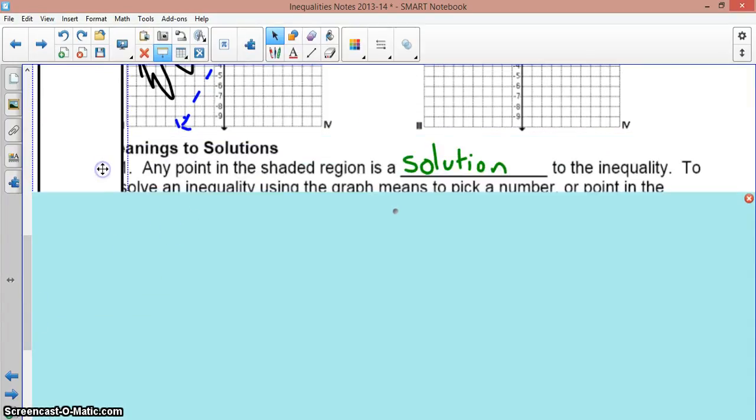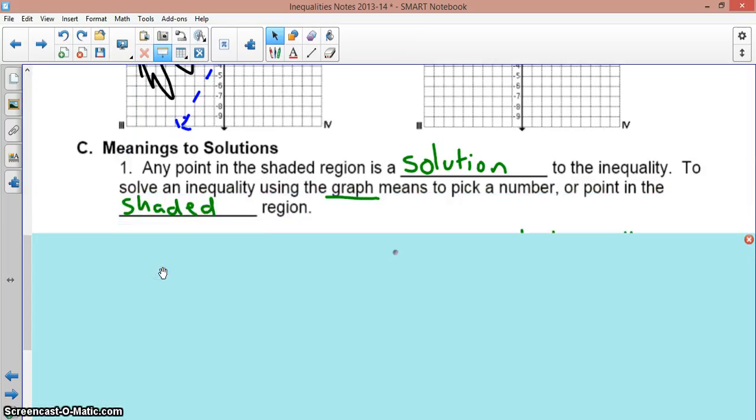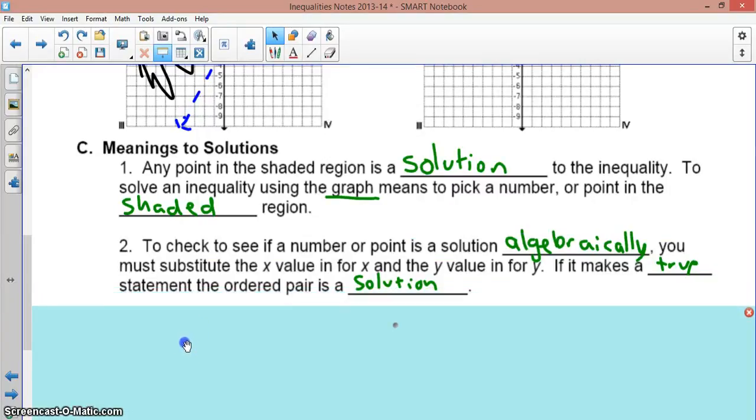Alright, the last one then is meanings of solutions. Any point in the shaded region is a solution to the inequality. To solve an inequality using the graph means to pick a point in the shaded region. So if you're doing a graph and they say, give me a solution, you just pick any point on the shaded region of the graph. Now they may also have you do it algebraically. To check to see if a point is a solution algebraically, you must substitute the x value in for x and the y value in for y. If it makes a true statement, the ordered pair is a solution.